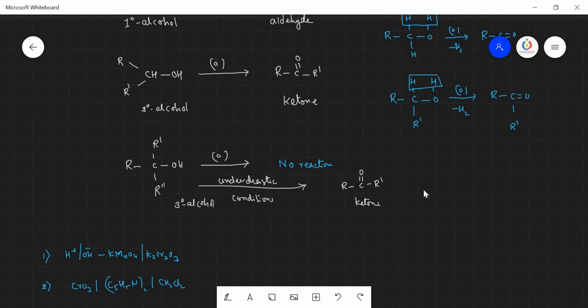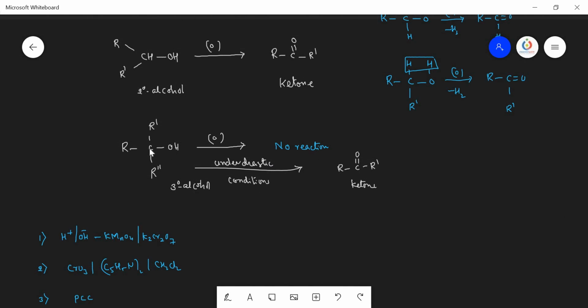In tertiary alcohol, such things are not possible as there is no removable hydrogen on the carbon. But under drastic conditions, there is a breakage of the carbon-carbon bond. Hence, there is a chance for the formation of ketones, but usually no reaction occurs with the oxidizing agents in the case of tertiary alcohols.